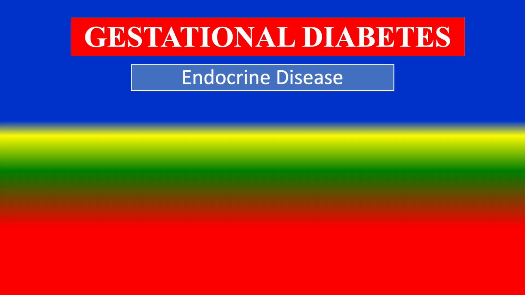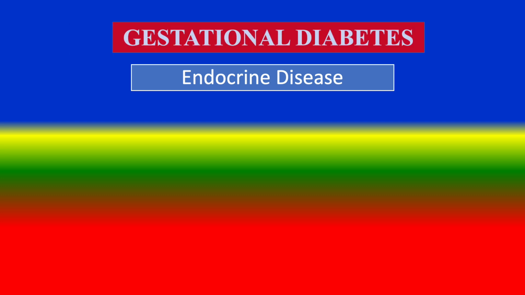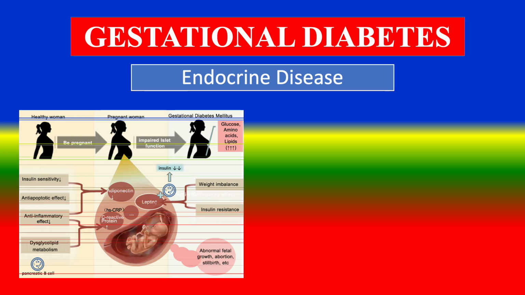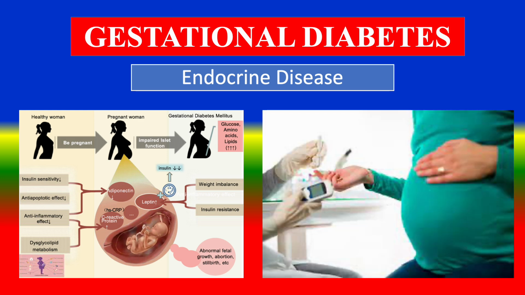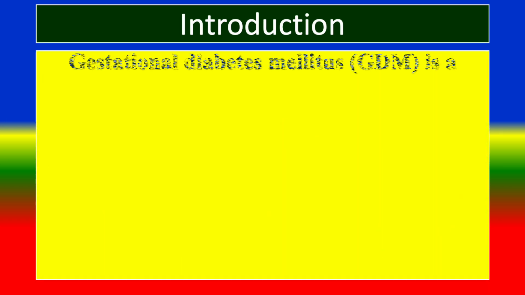Gestational diabetes is an endocrine disease. Look at this picture, it shows glucose intolerance during pregnancy. Introduction.